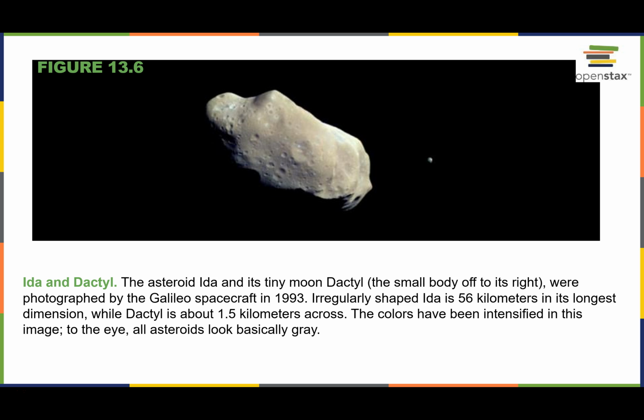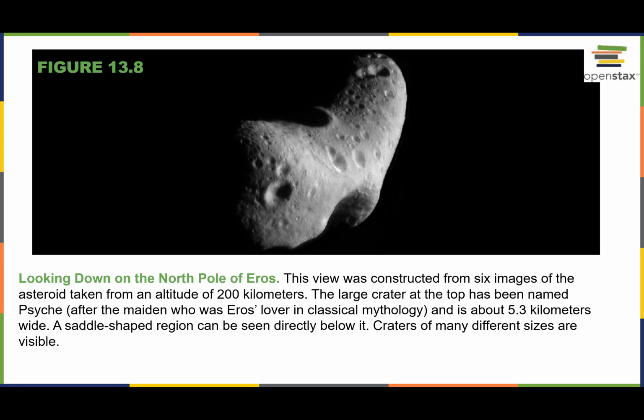So it's an interesting idea. This is Ida and Dactyl. Actually, Ida has its own little moon. Dactyl is its moon. Can you see that? Isn't that cool? This is another asteroid, Eros.